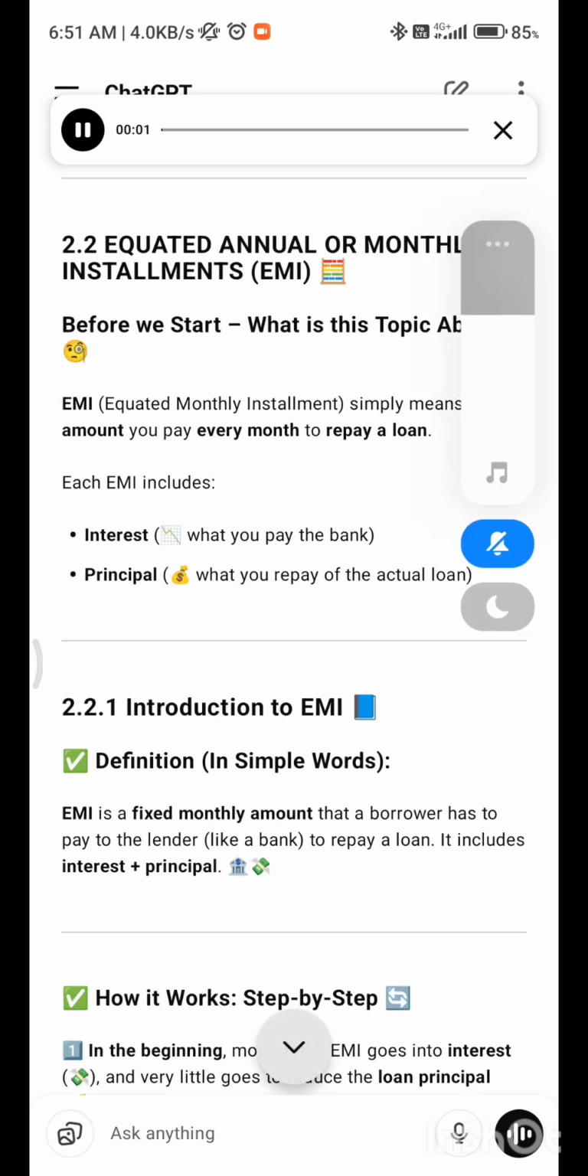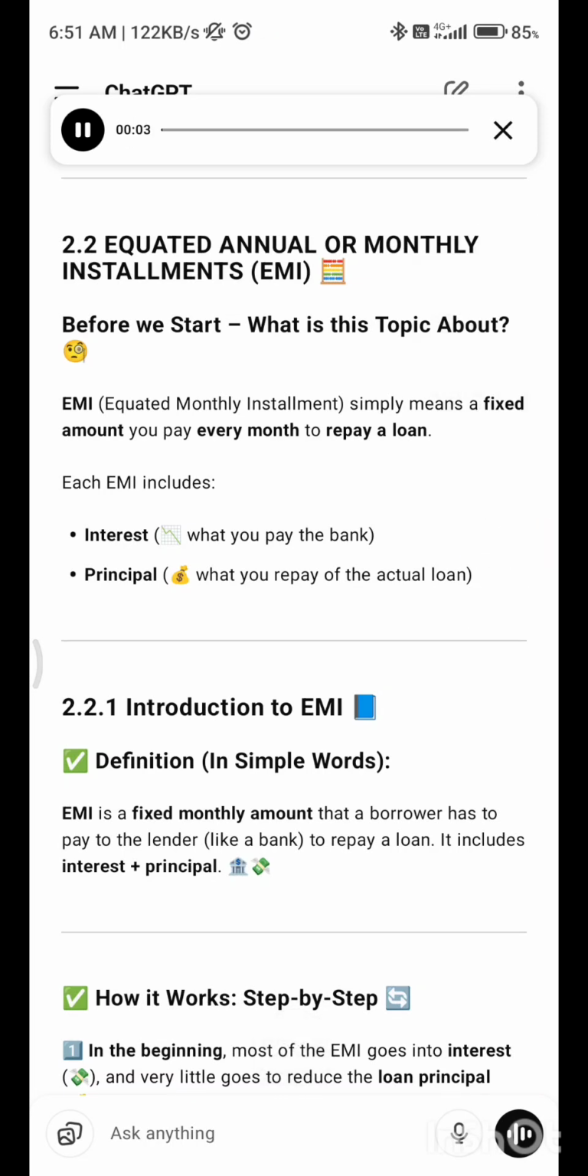Absolutely. Let's dive deep into this very important concept. Hack 2.2: Equated Annual or Monthly Installments, EMI. Before we start, what is this topic about? EMI, equated monthly installment, simply means a fixed amount you pay every month to repay a loan. Each EMI includes interest, what you pay the bank, and principal, what you repay of the actual loan.